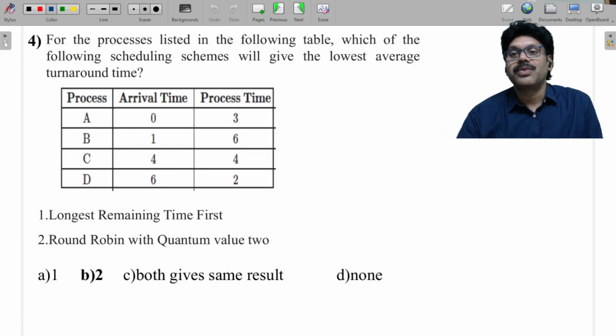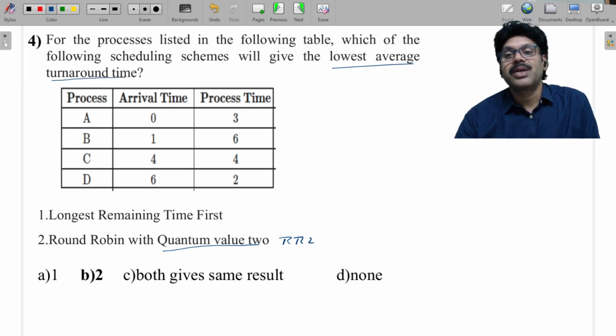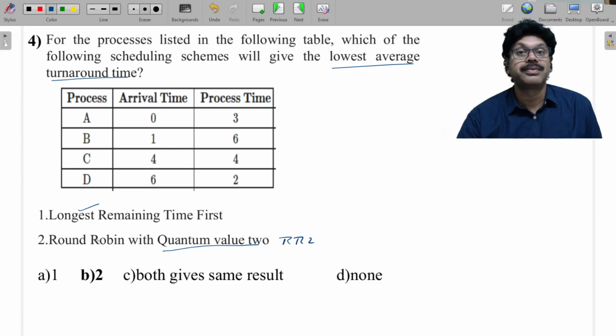Let us take one more question. This is based on longest remaining time first and round robin with 2. This is also called RR2. Which has the lowest average turnaround time? Lowest average, that means you need to solve with LRTF. You also need to solve with round robin. So 2 you need to solve.